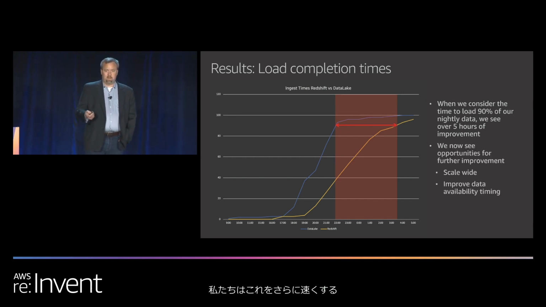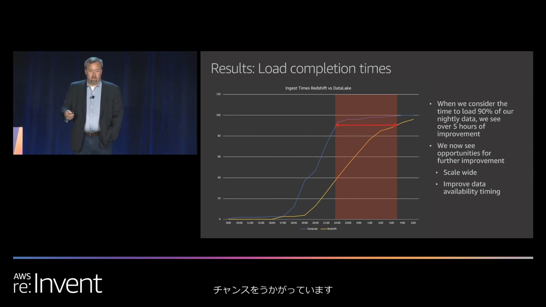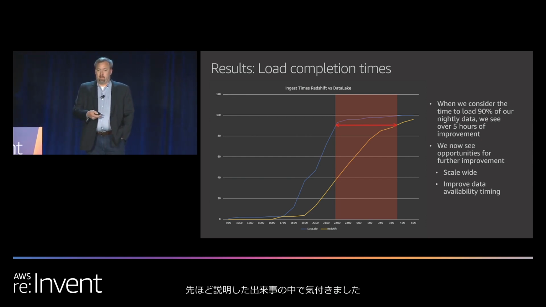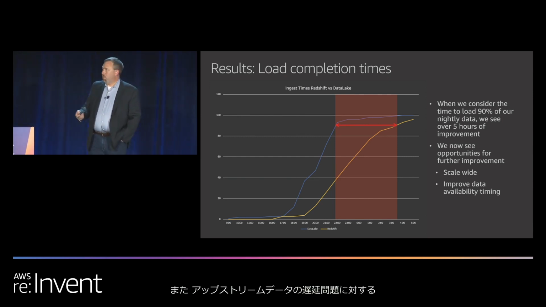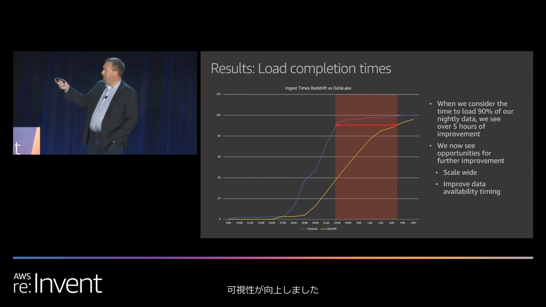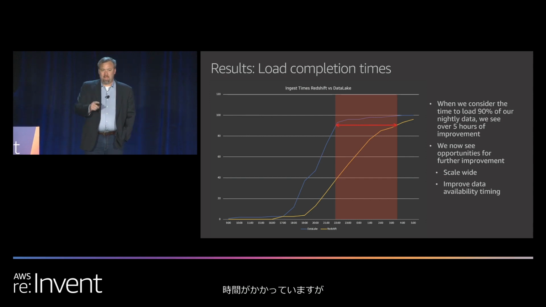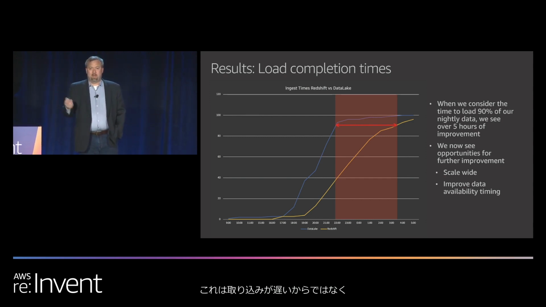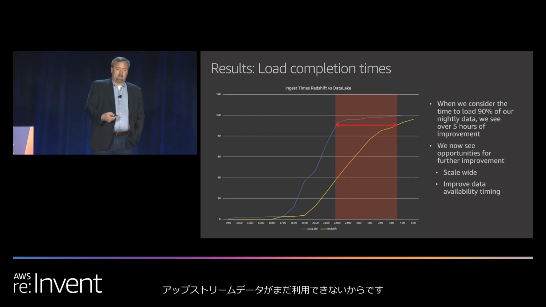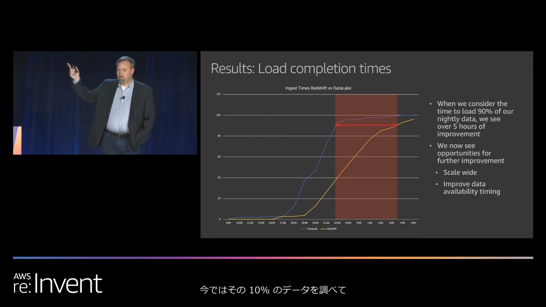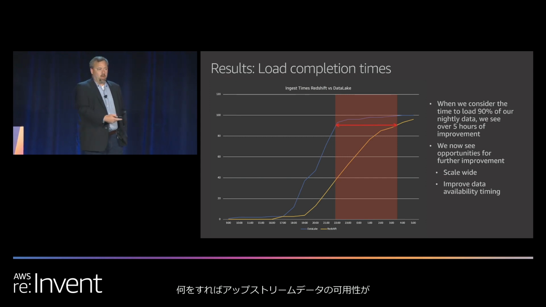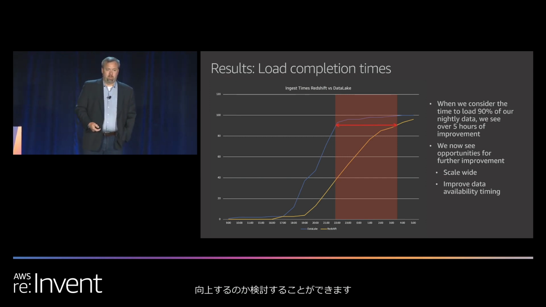We also see additional opportunities to make this even faster. We know that we can scale wide. We saw that during that incident that I just described. We also now have better visibility into upstream data delay issues. That last 10% where that blue line is kind of taking a long time to get through, that's not because our ingest is slow, that's because the upstream data isn't available yet. Well, now we can go look at that 10% of data and see what we can do to improve that upstream data availability.